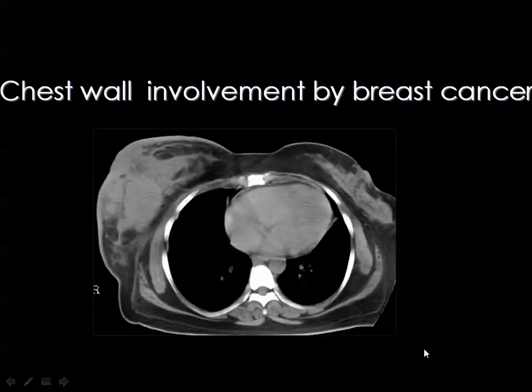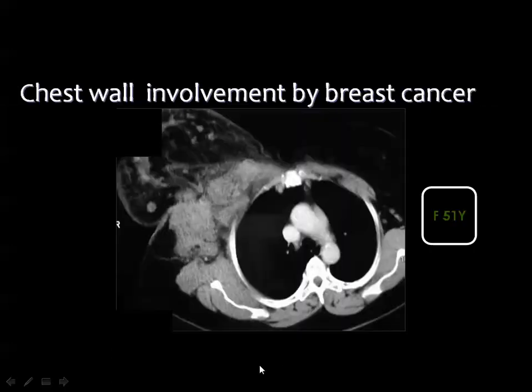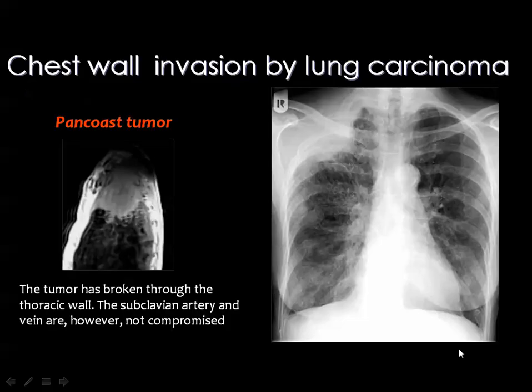Then primary soft tissue lesions like breast cancer, for example, may invade the chest wall. And you can see here, this is a breast which is involved by carcinoma. You look at the skin thickening, you can see the irregularity, and you can see the mass. But if you look carefully, you can see that this carcinoma has not involved the chest wall. And this lesion has infiltrated the chest wall muscles with no intrathoracic extension. This is a huge breast cancer with invasion of the chest wall muscles as well as the axillary lymph nodes.